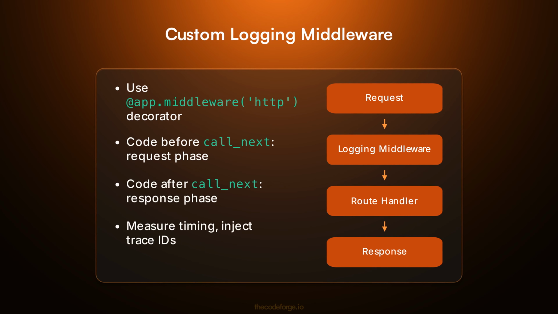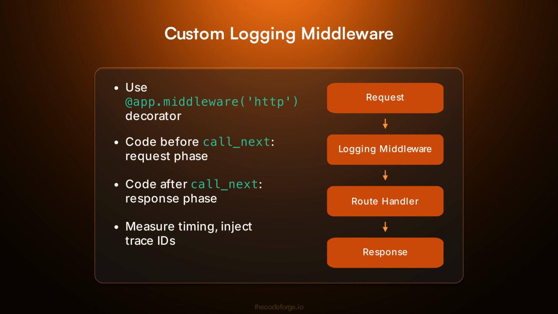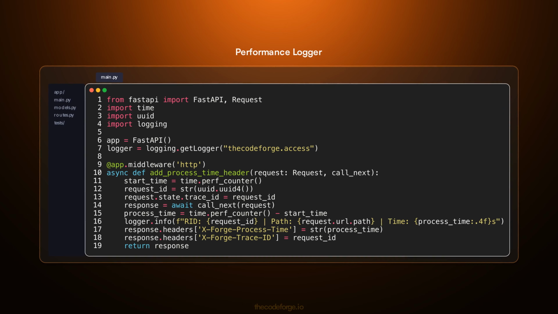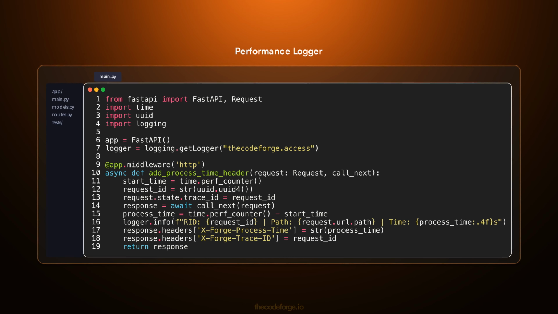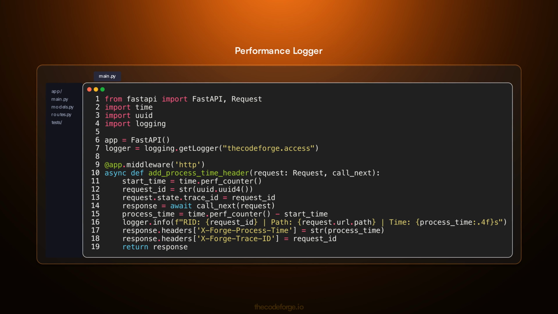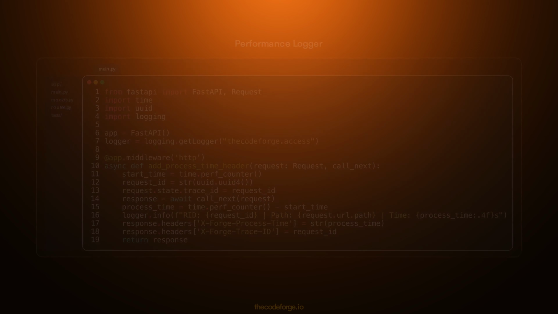Custom middleware uses the call next pattern. You run code before the request reaches your root and after the response is generated. This is perfect for performance logging and injecting request IDs. This middleware logs every request with a unique trace ID and processing time. Notice we await call next to get the actual response. Missing that await is a common bug.